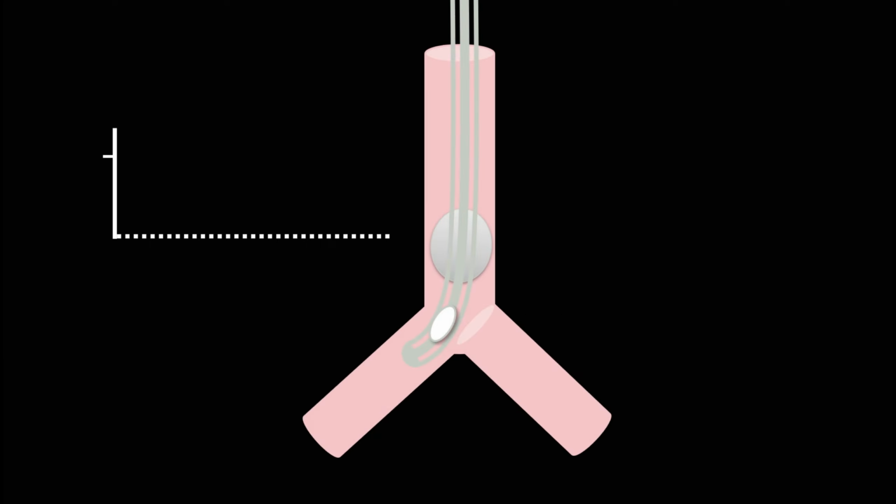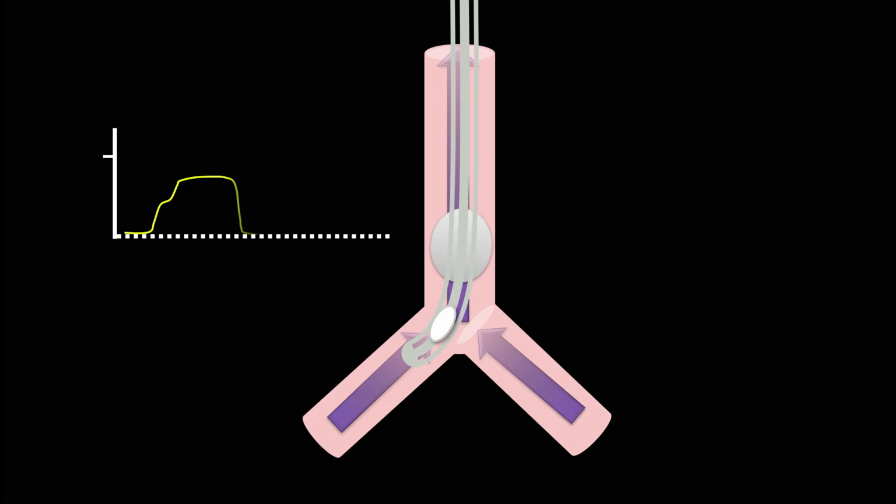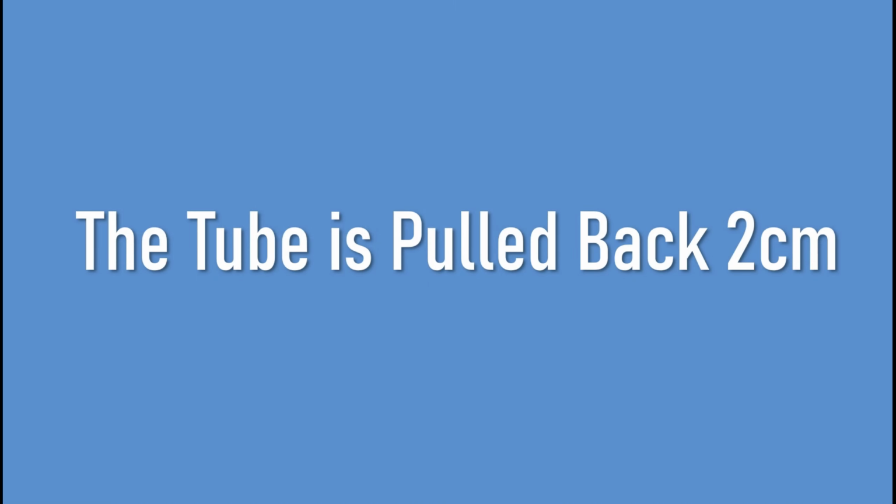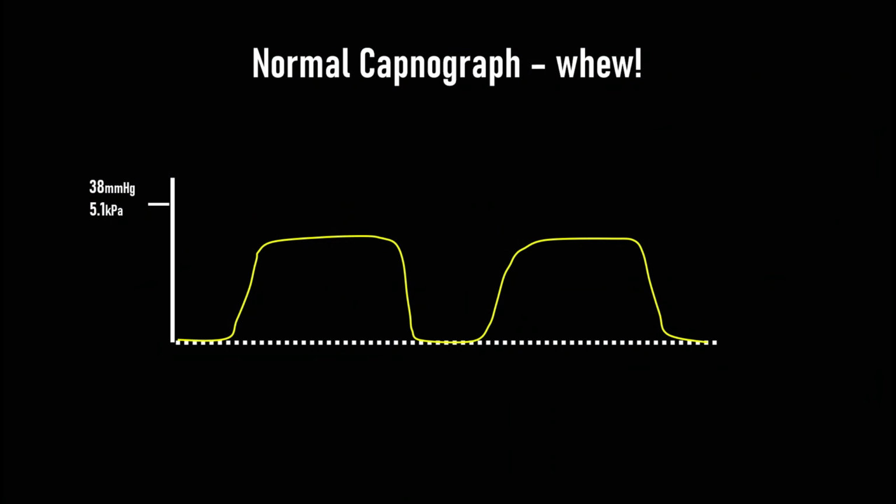In the second situation, just the tip was in the right main bronchus, the cuff is in the trachea. So gas flows more easily from the right side, but because the left lung can access the tube, gas flows out with some delay, so there is a bifid waveform visible. Early gas from the right, delayed gas from the left. Subsequently, the tube is pulled back 2 centimeters, and voila, we have a normal capnograph.